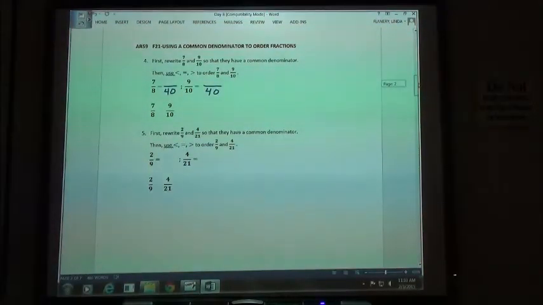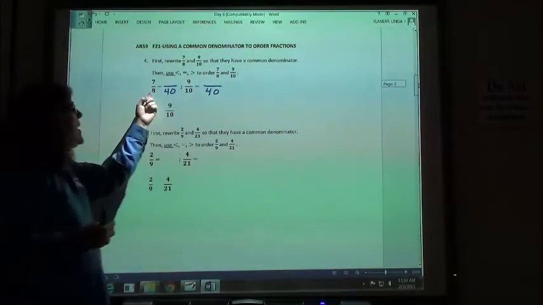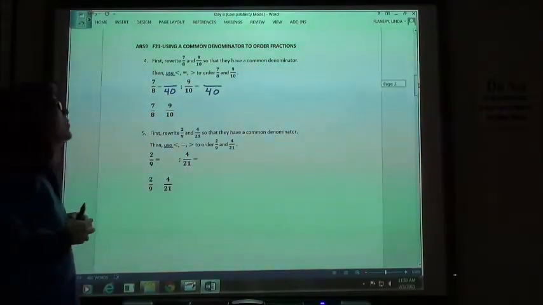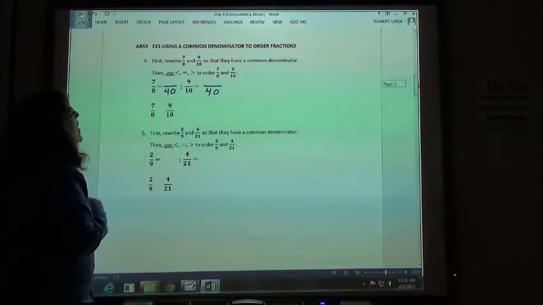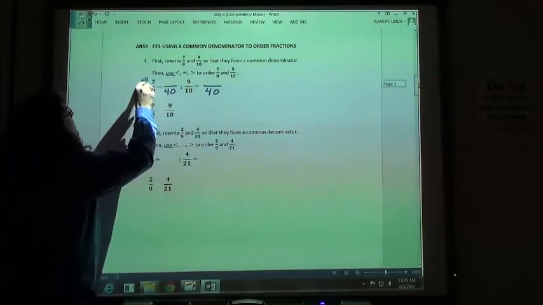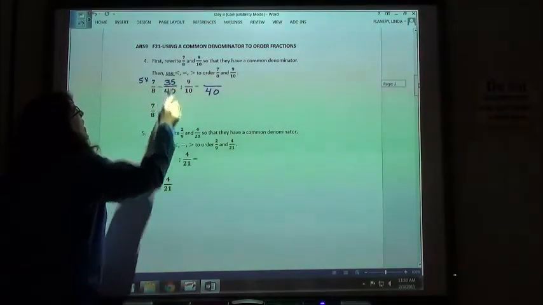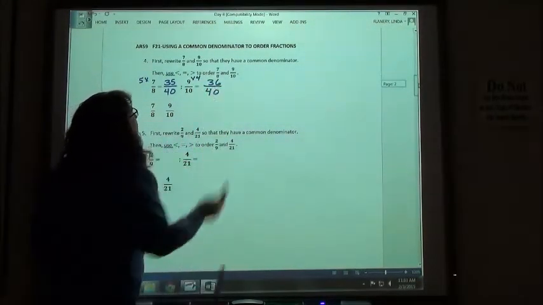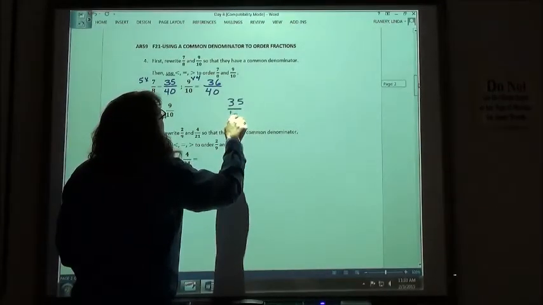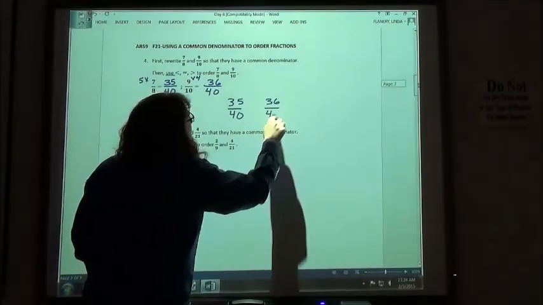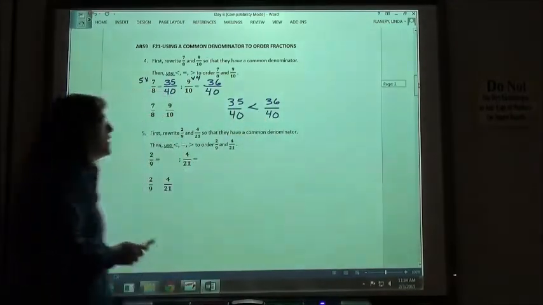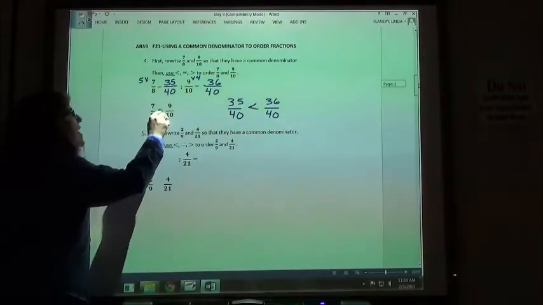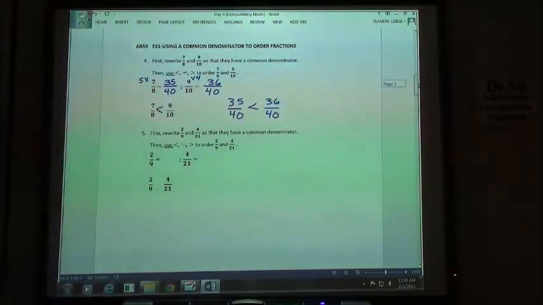Now, if you're really stuck and you can't figure out what your least common multiple is, you could take 8 times 10 and make them 80. Your numbers will just be bigger, so we like to use the smallest one we can. In this case, then we make our equivalent fraction. 8 divides into 40 5 times. 5 times 7 is 35. 10 divides into 40 4 times. 4 times 9, 36. So if we're going to compare 35/40ths to 36/40ths, we know that 35 is less than 36. Since these are equivalent to these, we then know that 7/8 is going to be less than 9/10.